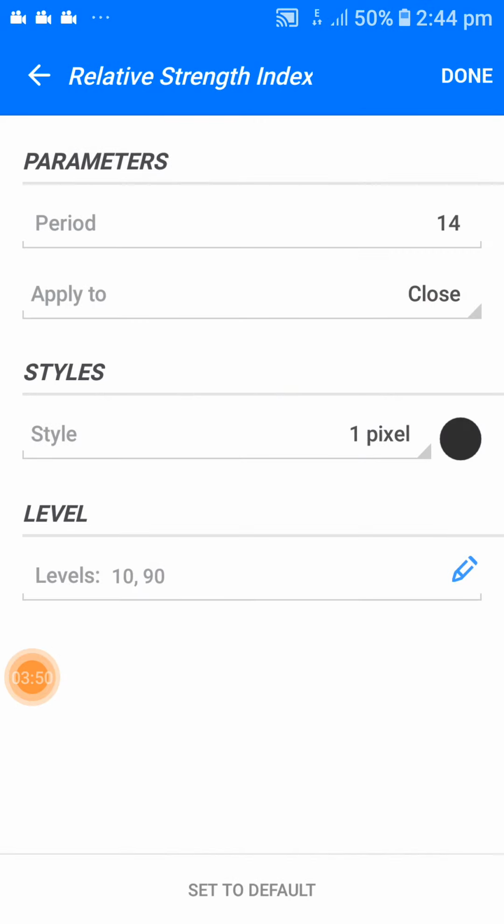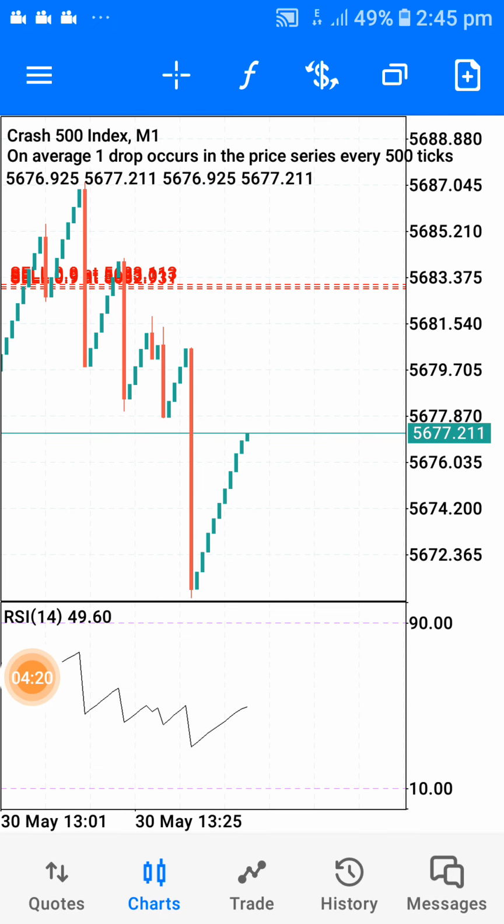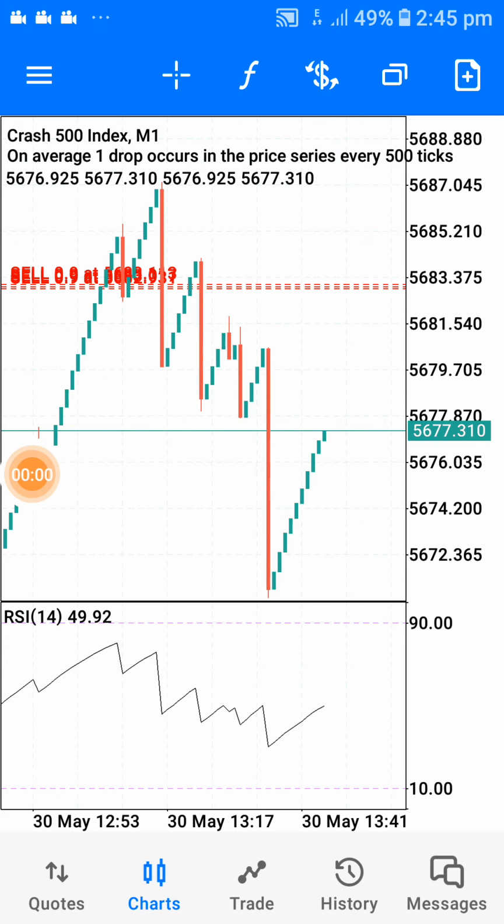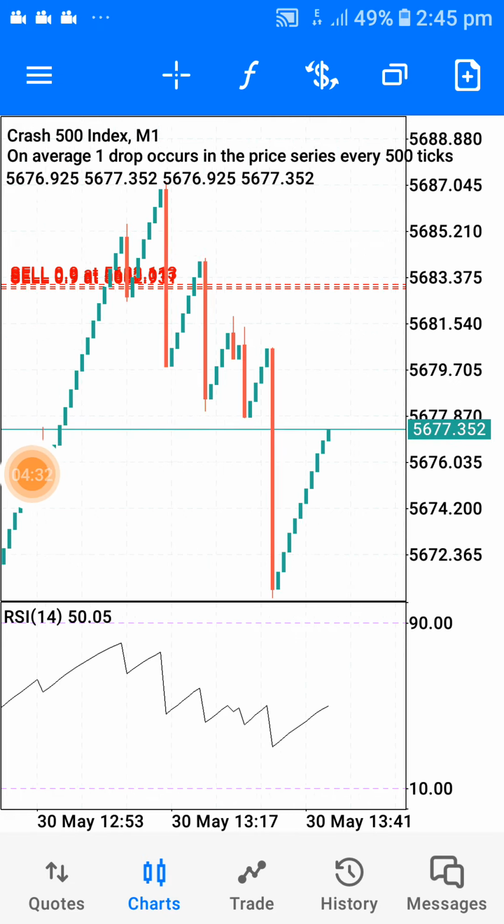I choose black because you can see my screen is white, so black will give me a clearer view of what I am doing, with the difference between black and white already there. So I am done with this phase. The next thing I want to do is click the done button, which I find at the right-hand side of my screen. So I am pressing done already. Now you're seeing the movement of the RSI.